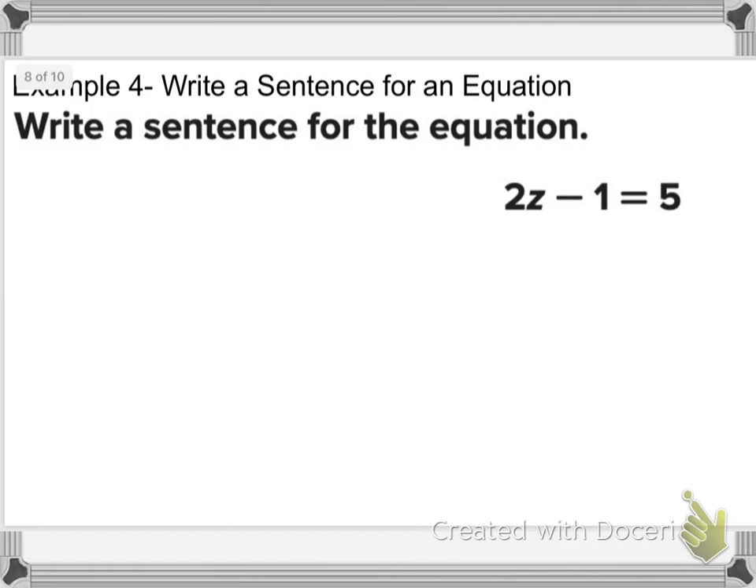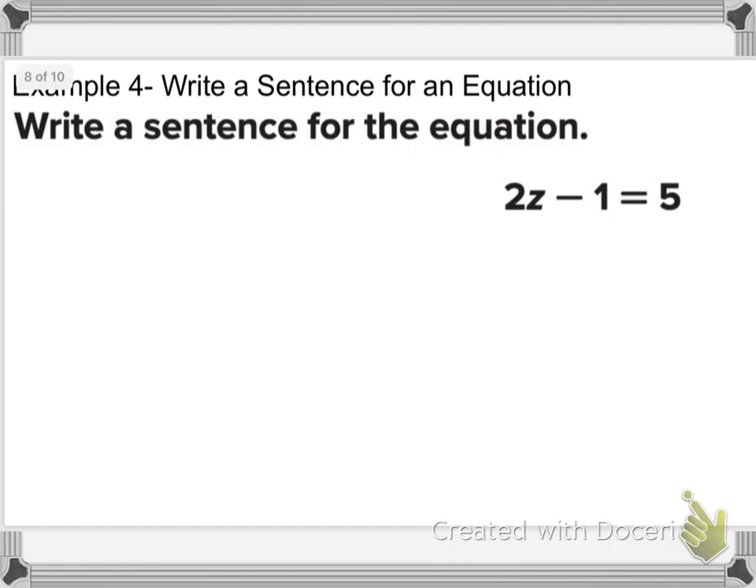So, is there going to be one correct answer here? No, because there's multiple phrases for subtraction, for multiplication, for division, for the equal sign. There's all sorts of different phrases for all this. So there's going to be multiple ways we could write this. So, 2z minus 1 equals 5.